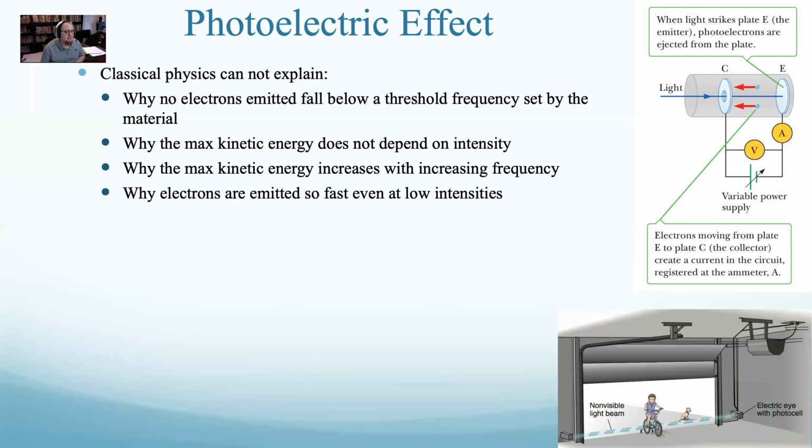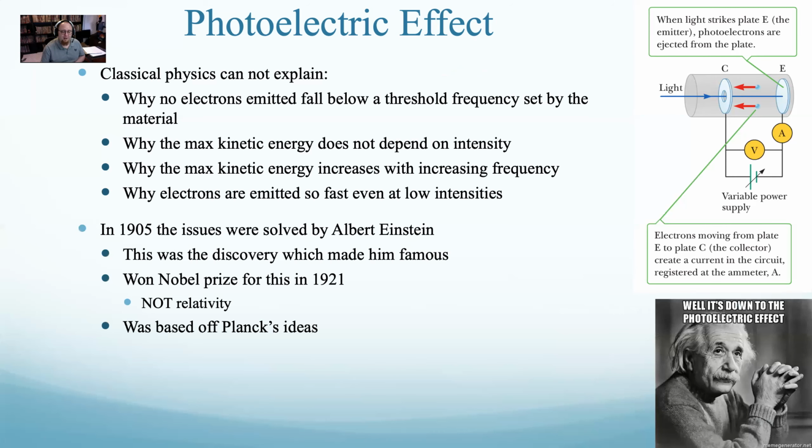And in 1905, someone gave the answer to why and became very famous for it, possibly the most famous of any physicist ever. And that would be Albert Einstein. This is what Albert Einstein became famous for. In 1905, he worked out why the photoelectric effect worked. He got a Nobel Prize for this.